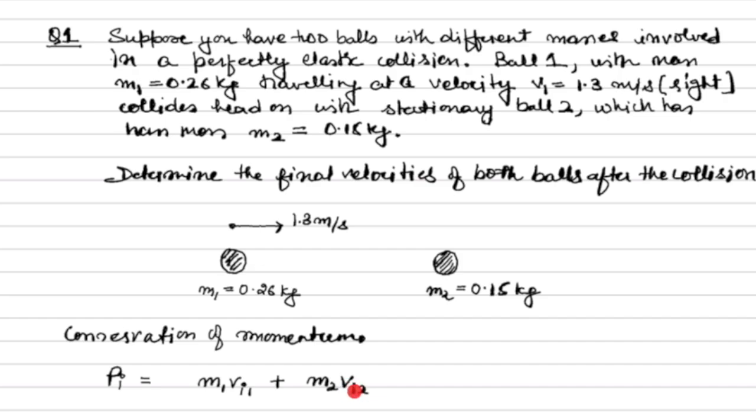So this was the initial one, and what will be the final one? Final momentum will be M1 V final 1, plus M2 V final, the final velocity of the second mass. And they have to be equal, right? So I can remove this and put an equal sign. The conservation of momentum says this should happen. So now let's put the values here.